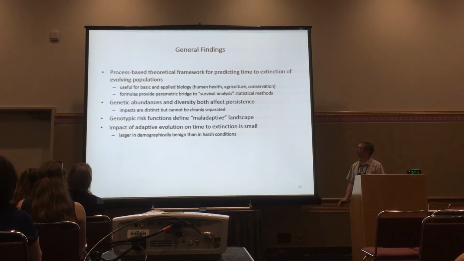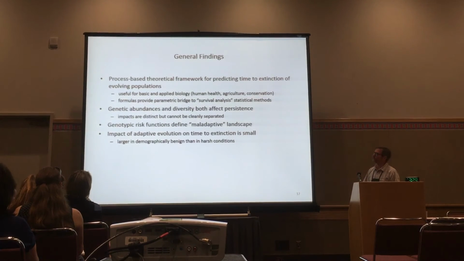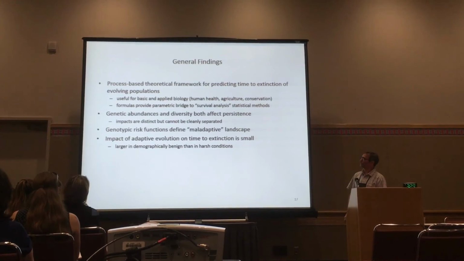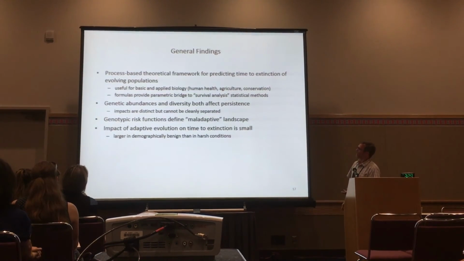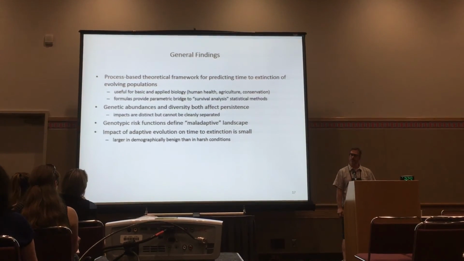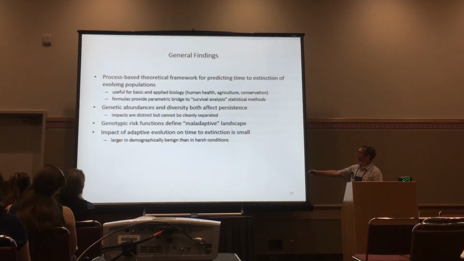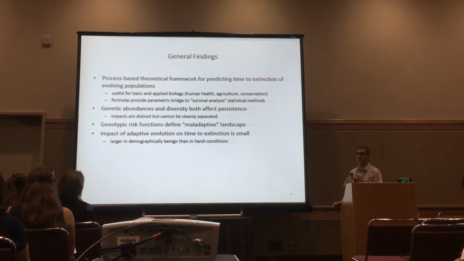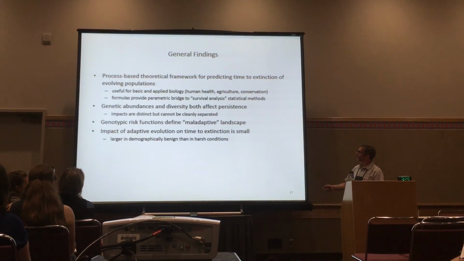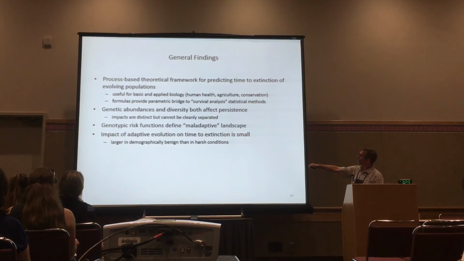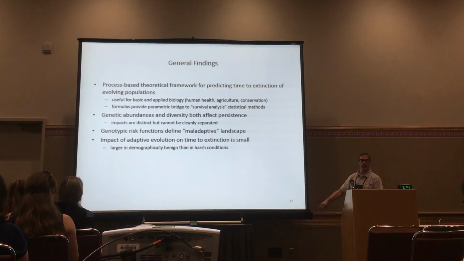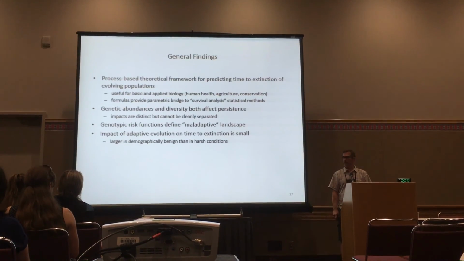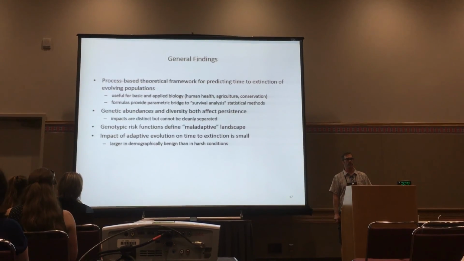So, to conclude here, what we've developed here is a process-based framework for predicting time to extinction of evolving populations that can be useful in a lot of applied biology areas, including medicine and agriculture. This framework emphasizes the importance of abundances and genetic diversity separately, okay? And finally, I'll just say that our results so far suggest that adaptive evolution has very little effect on the time to extinction for populations that are doomed to that fate.